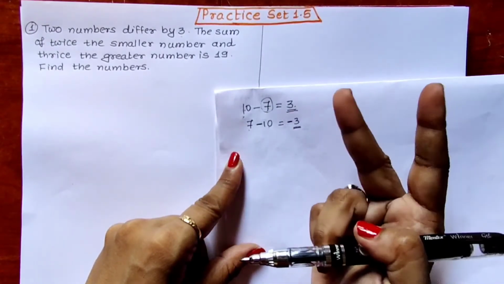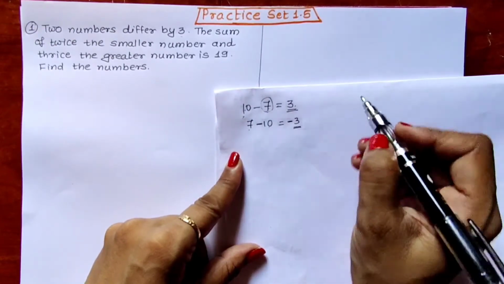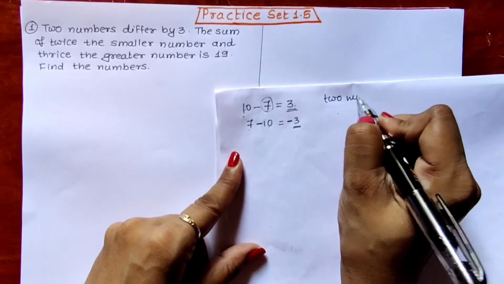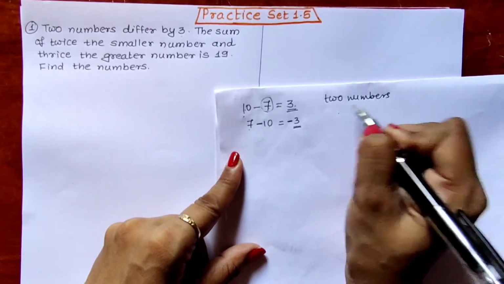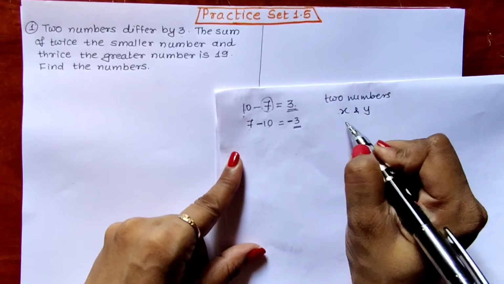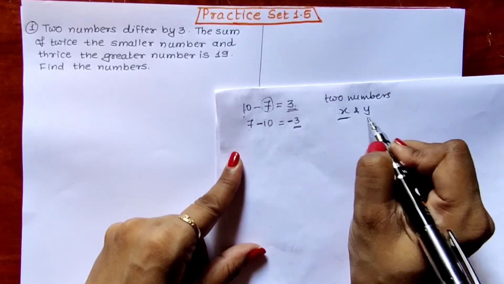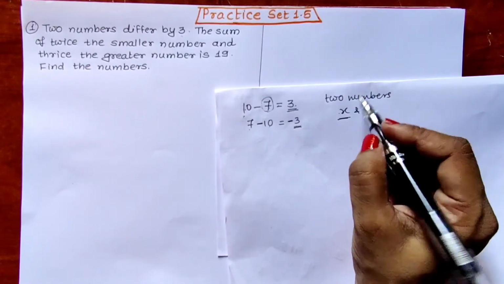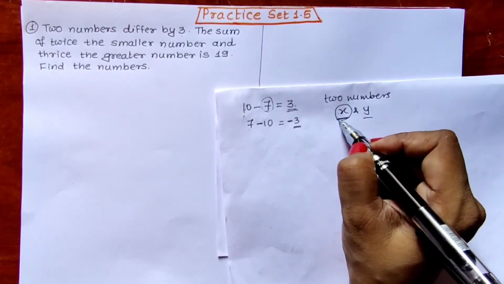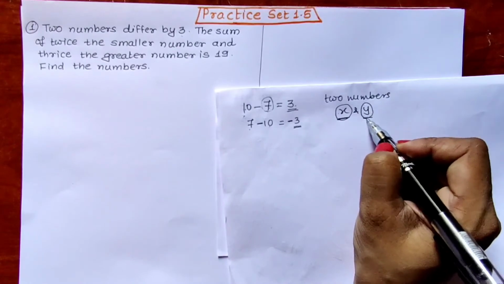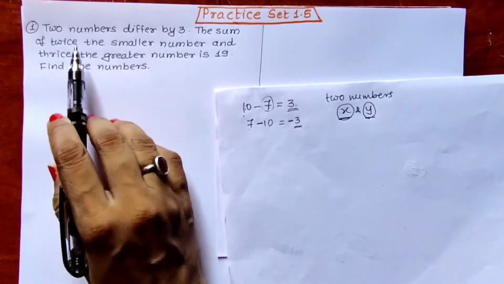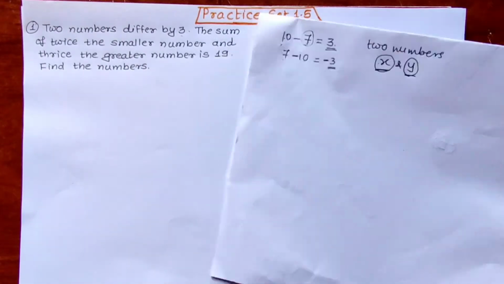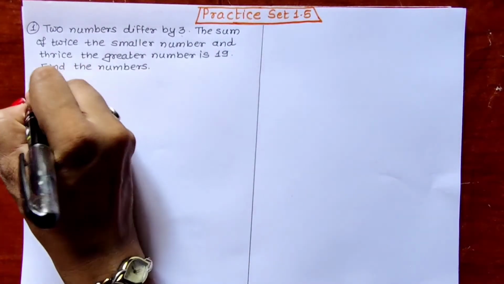So if you assume x and y, these two variables, as two numbers, then we will have to precisely write which number is smaller and which one is bigger. So let us take x as the greater number and y as the smaller number, and then we will write the linear equation from the first condition. So let us write our solution.